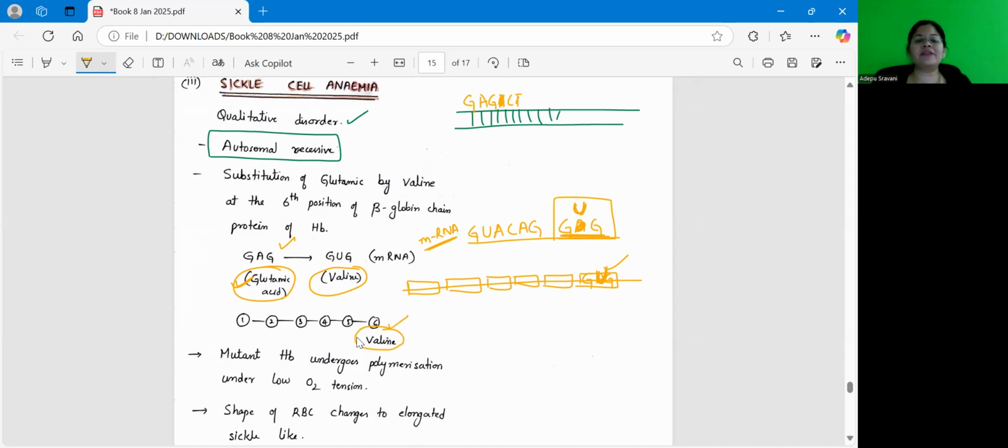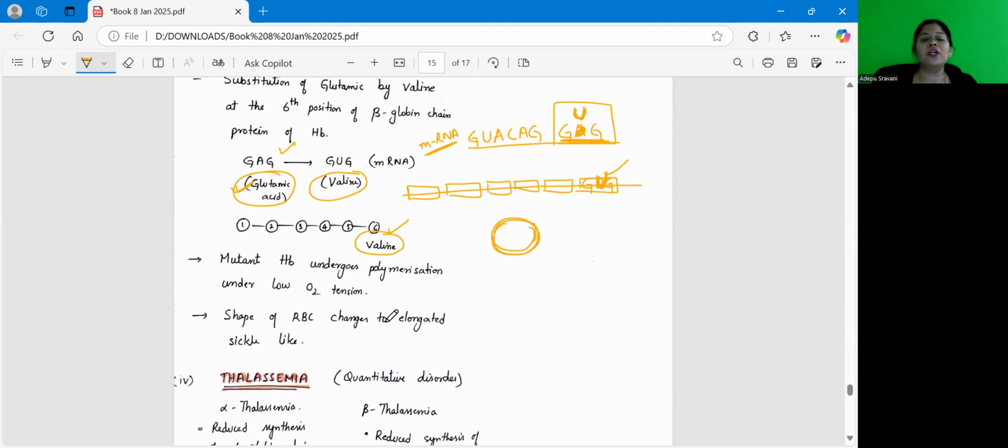Because of the presence of valine in the sixth position, what happens? The RBCs present in our blood cannot undergo polymerization. What do you mean by polymerization? They cannot undergo maturation because of the low oxygen tension inside the blood. They are not able to carry oxygen properly, and because of that, instead of a circular shape, the RBC will attain a sickle shape. You can simply remember that because of valine in the sixth position, they are not able to get sufficient oxygen, so the RBC is not able to grow properly and will remain in the sickle-shaped structure. So this is about sickle cell anemia.